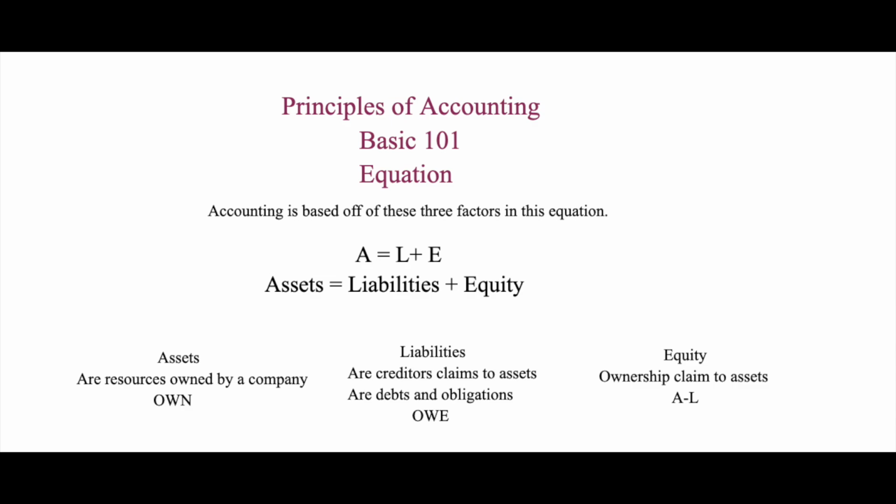Inside of this slide is showing the basic equation that every accountant uses. Assets equals liabilities plus equity. A equals L plus E. Assets are the resources owned by a company. Liabilities are the credits or anything that is owed by the company. And equity is the ownership of all revenues or any assets that the company owns. So that is the A minus the L to equal E.